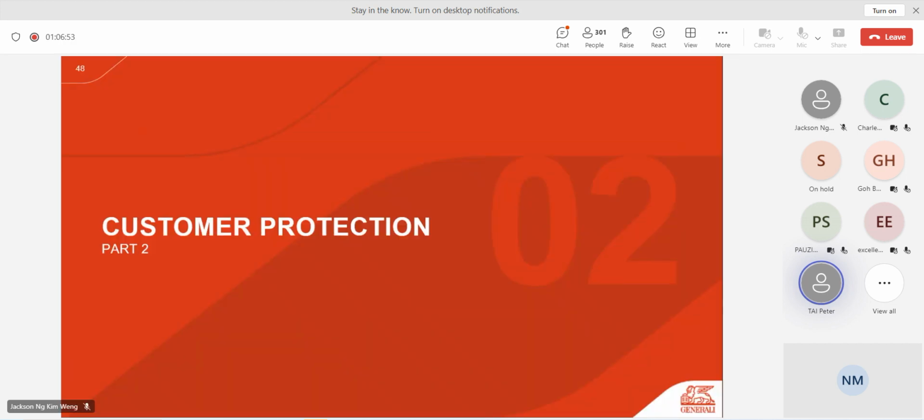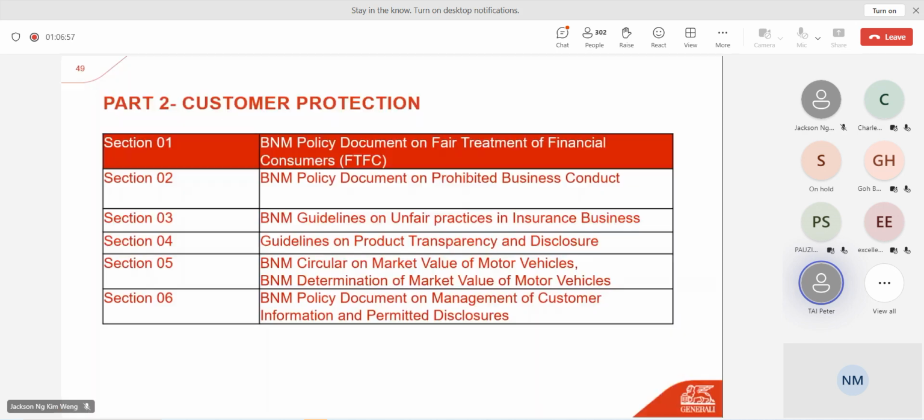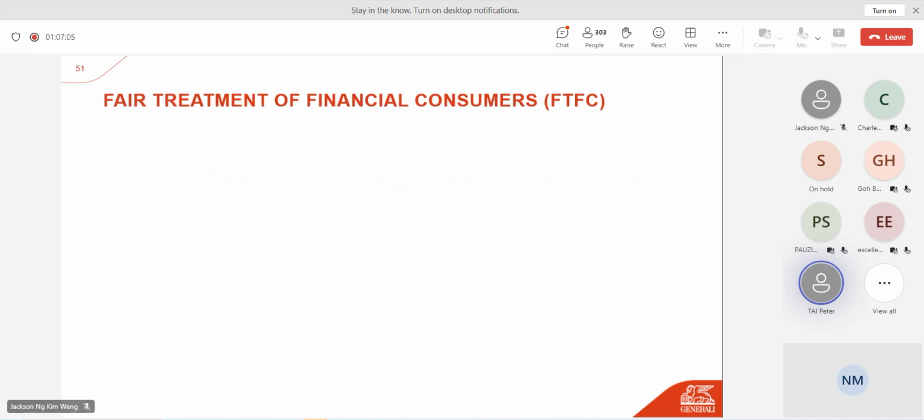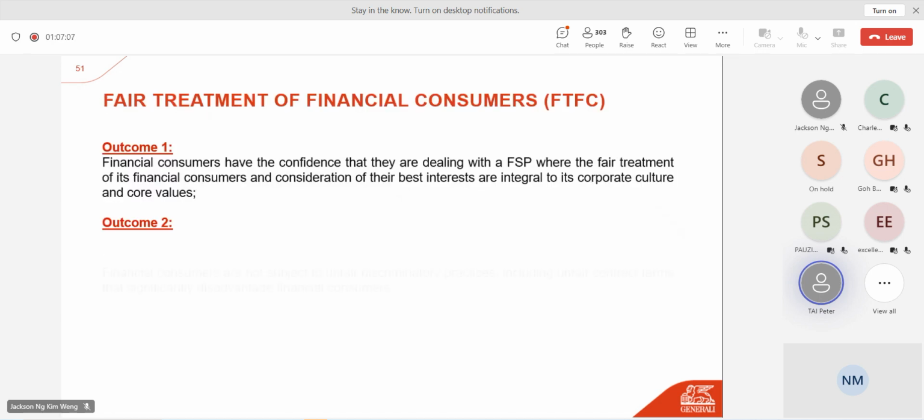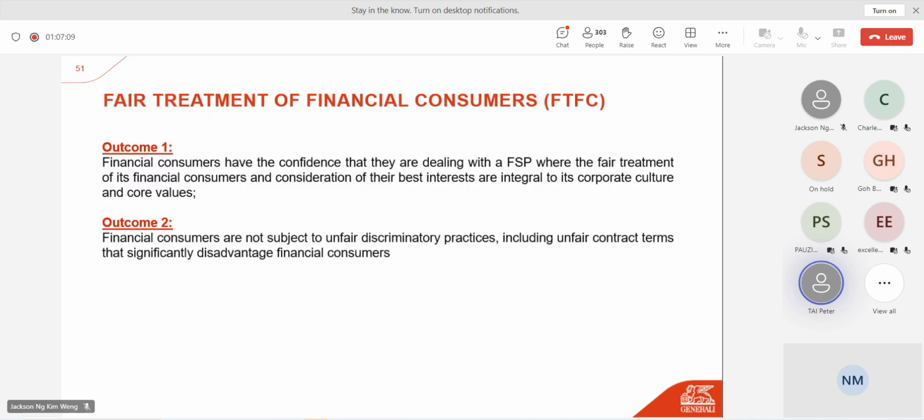Customer protection. Okay, now we come to part 2 already, customer protection. Let's go through it in the interest of time. So part 2 has 6 sections. I will go through them one by one. Next. Basically, there's going to be a lot of repetition of what I said just now, but you need to just remember a few things.